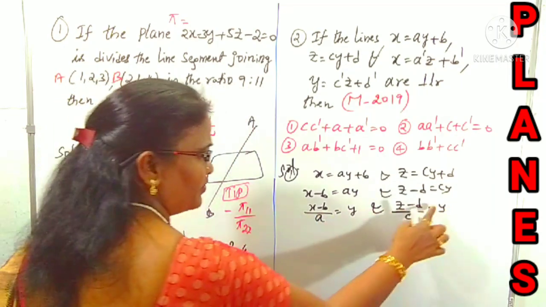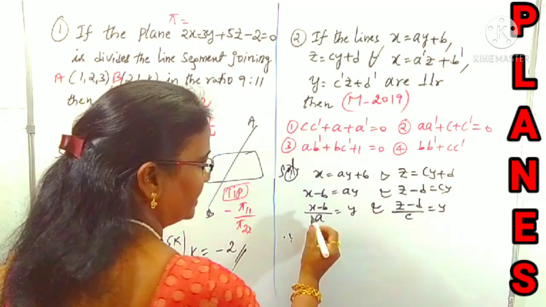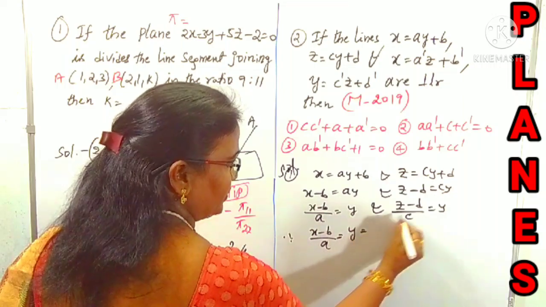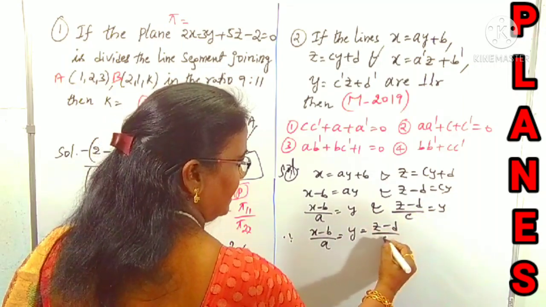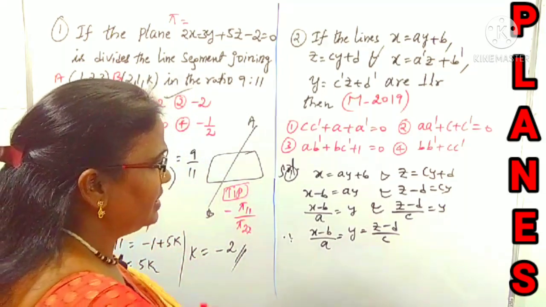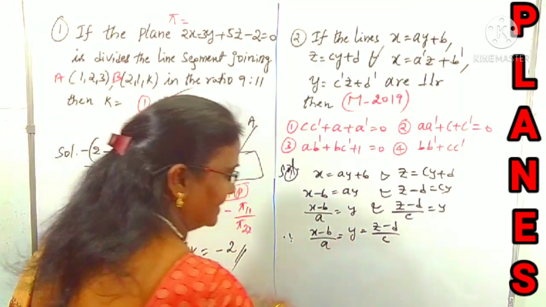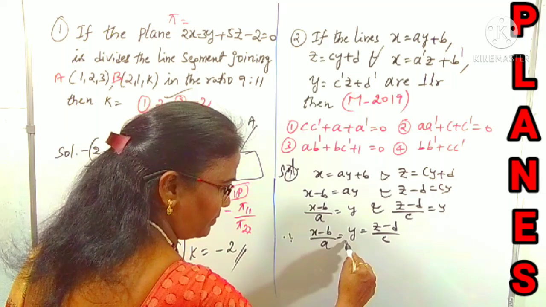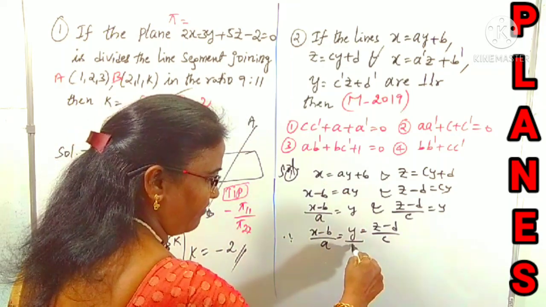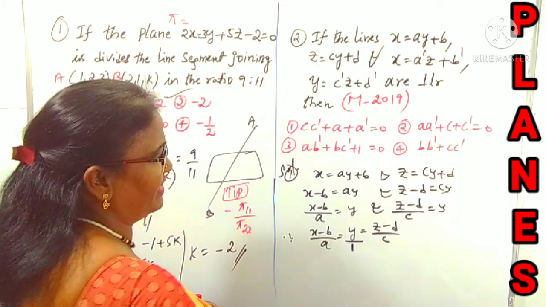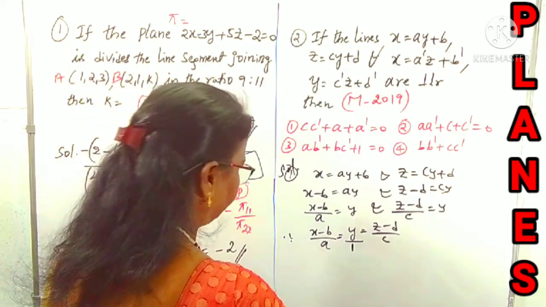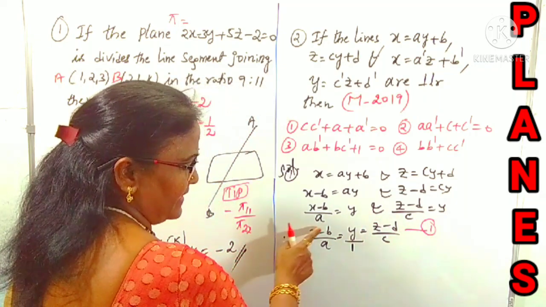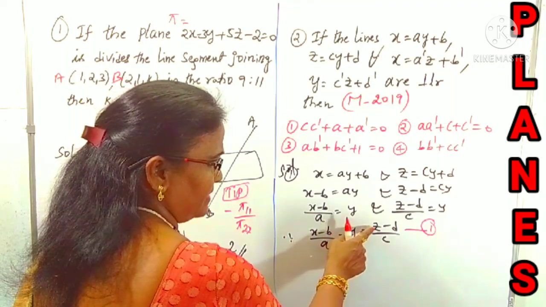Both are equal to Y, so what shall I write? First the X term, X minus B by A, then the Y term, Y, is equal to the Z term, Z minus D by C. Like that we collect the combination of the two equations as a single line. This is called the equation of a line. If there is no particular denominator, you can take it as 1, so Y by 1. Same way, from the first two equations we got one of the lines: X minus B by A is equal to Y by 1 is equal to Z minus D by C.